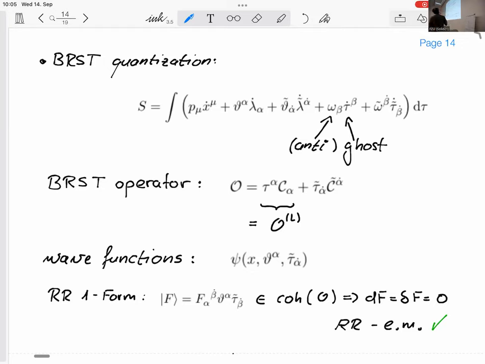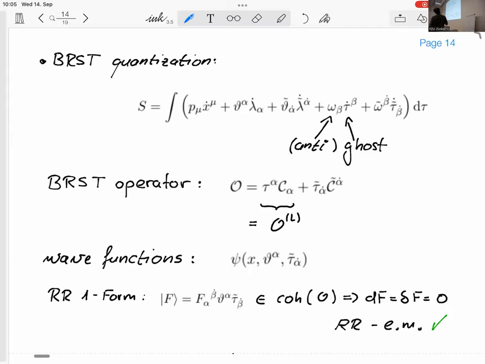So introduce Lagrange multipliers as usual, get rid of the constraints, and then I end up with this theory. And so these are the ghosts and anti-ghosts for the constraints. The constraints have gotten rid of. And then the BRST operator is, as usual, ghost times constraint. So that would be the BRST operator of this theory.